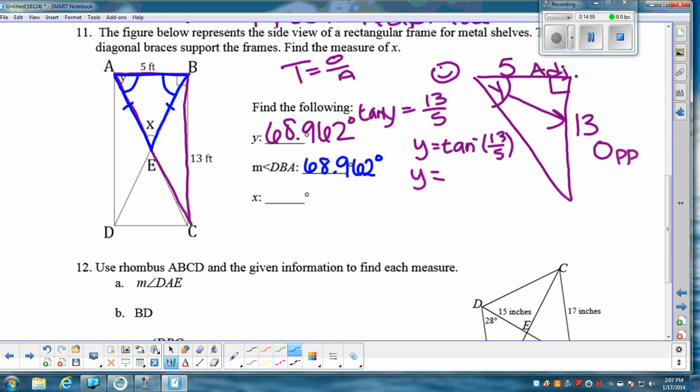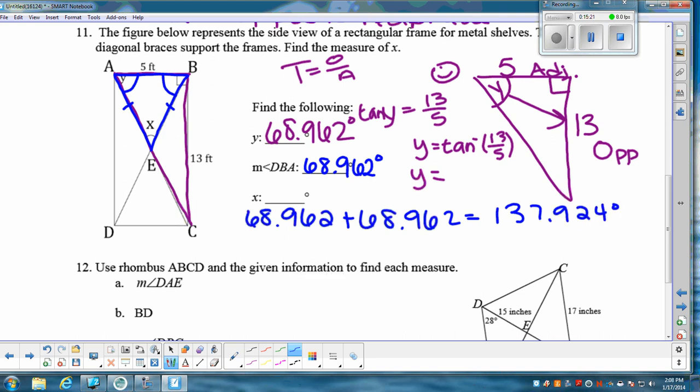So we know that angle Y and the measure of angle DBA and angle X have to add up to 180. So add up our two angles we do have, and that gives us 137.924 degrees. Subtract that from 180, and we get 42.076 degrees.